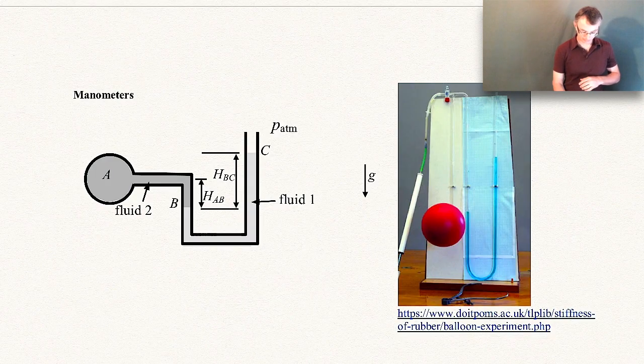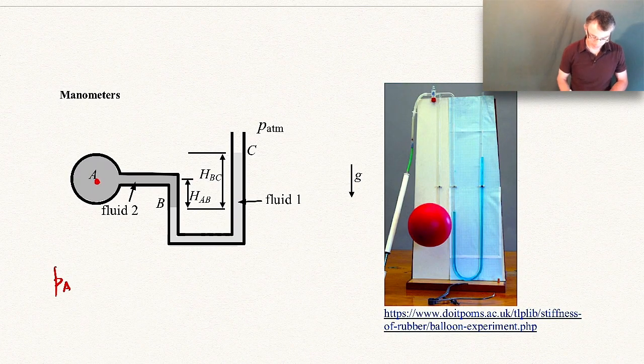And I have two different fluids in here. Fluid 1 is actually my working fluid, and fluid 2 is just the fluid within which I want to measure the pressure. Okay, and I have a couple of different height measurements in here as well. So let me just show you how we work our way through manometers. What I want to do is find the pressure at A.